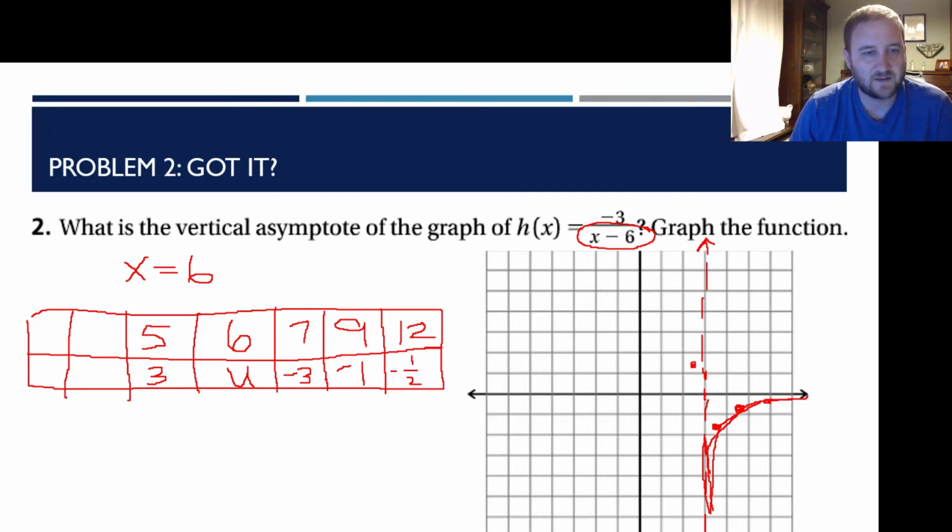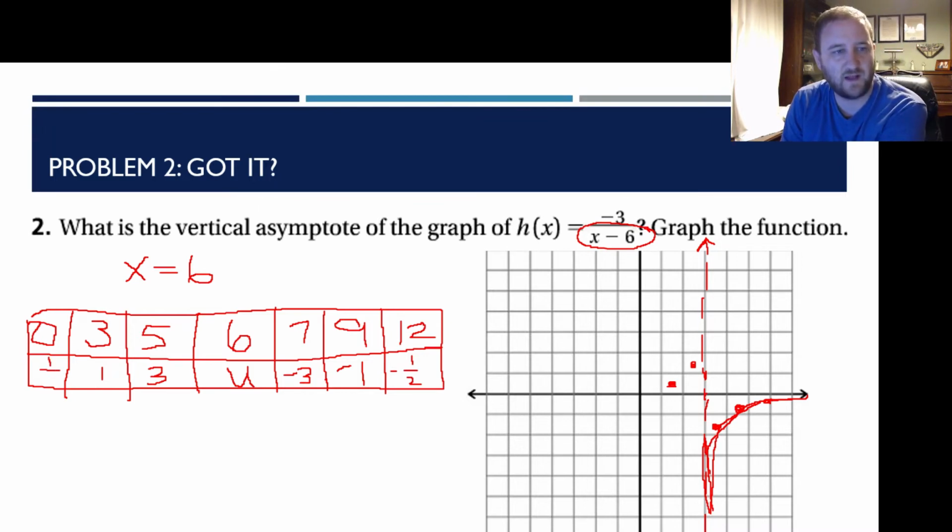Let's say 3 for the next one. 3 minus 6 is -3. -3 divided by -3 is +1. So the next point is going to be at 3, 1, right here. And then we can do one more. Let's plug in 0. 0 minus 6 is -6. -3 divided by -6 is +1/2. So we're going to have a point at 0, 1/2, and then we can draw in our sloppy line like that.